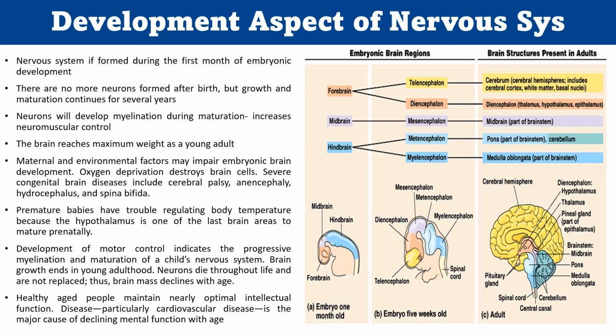Diencephalon structures like the thalamus, hypothalamus, and epithalamus develop. The midbrain forms part of the brainstem. The pons is also a part of the brainstem. The cerebellum develops. The medulla oblongata, part of the brainstem, is also present in the adult brain.